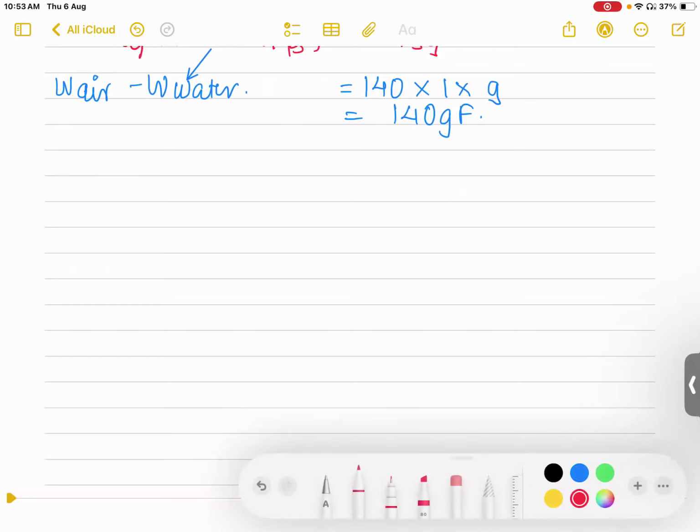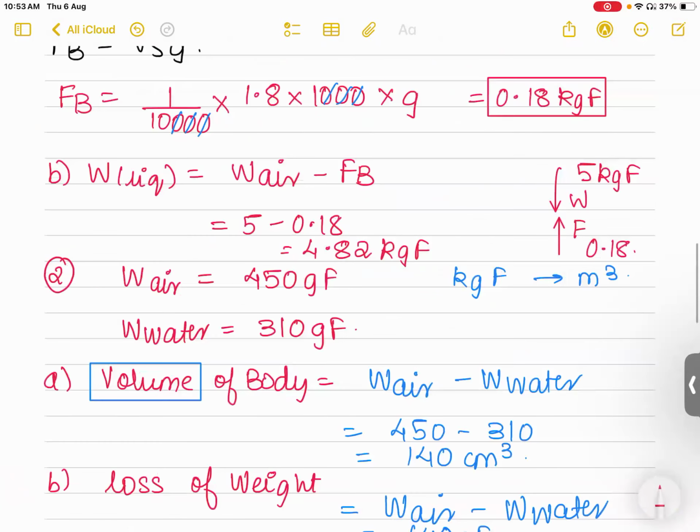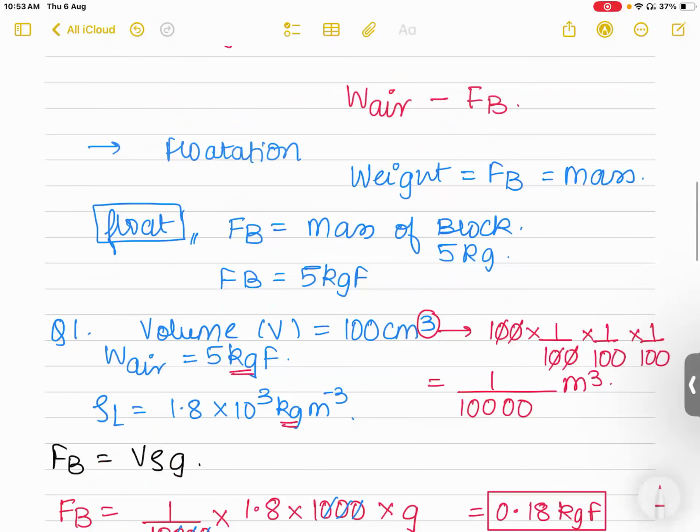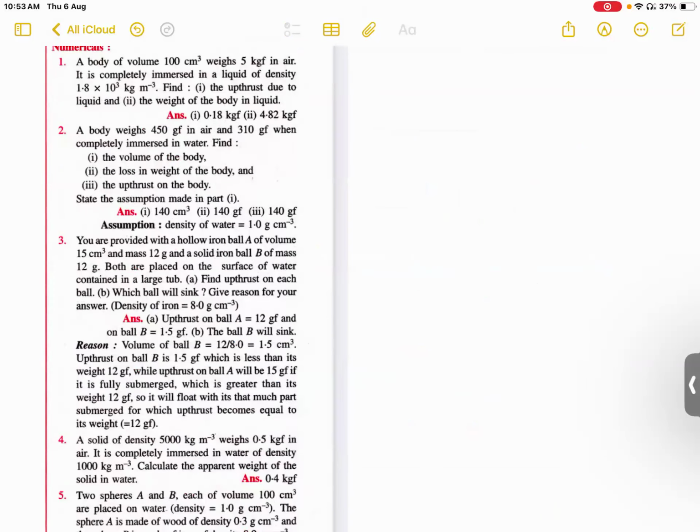Come on, let's try question number 3. You just need a good amount of practice so that we are able to crack this question well. Question number 3: you are provided with a hollow iron ball A of volume 15 centimeter cube and mass 12 grams, and a solid ball of mass 12 grams.